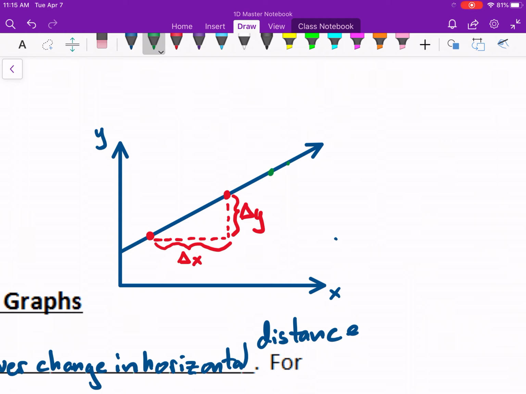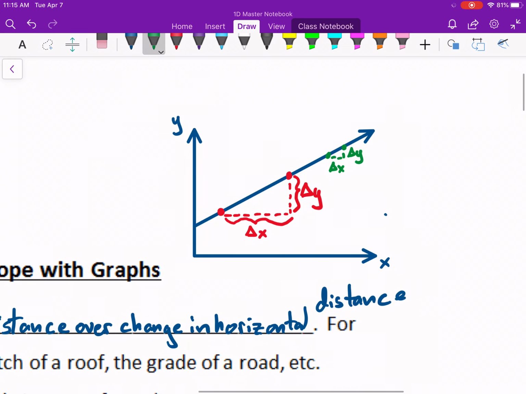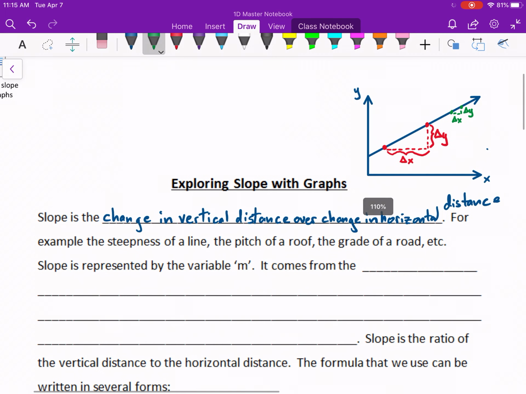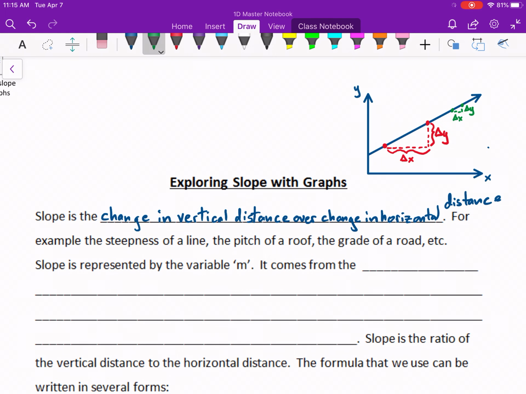Let's say I picked these 2 points, which are much closer together. It doesn't matter, because you can see that my horizontal distance is much less between these 2 points, but my vertical distance is also much less, and they're proportionately changing. So wherever I measure between any 2 points on a line, the slope will always be the same. Both delta y and delta x will change proportionally, and I can get the slope from that. Remember, it's delta y over delta x to get rate of change. And remember, rate of change is another term for slope.